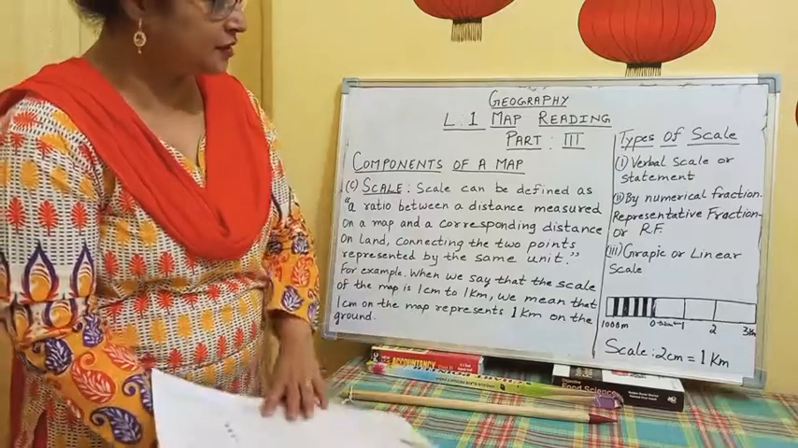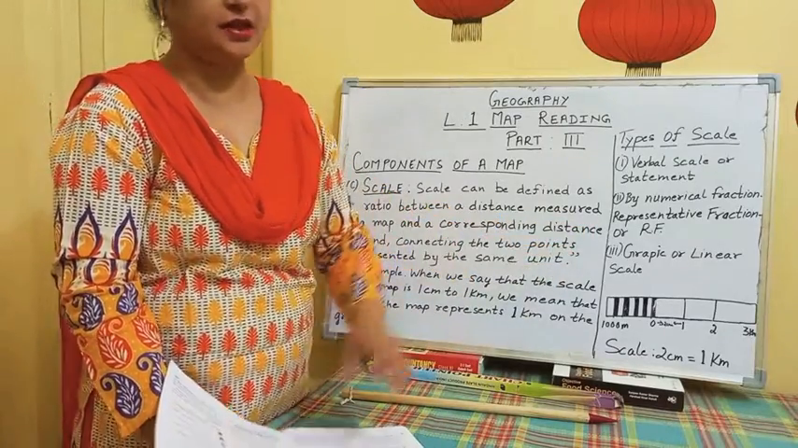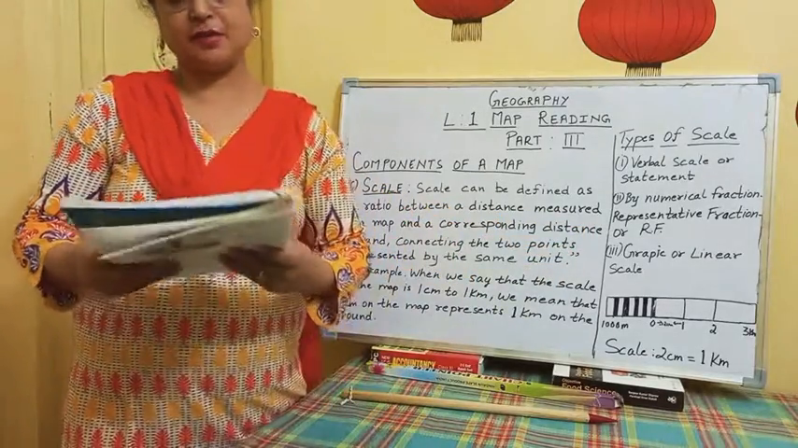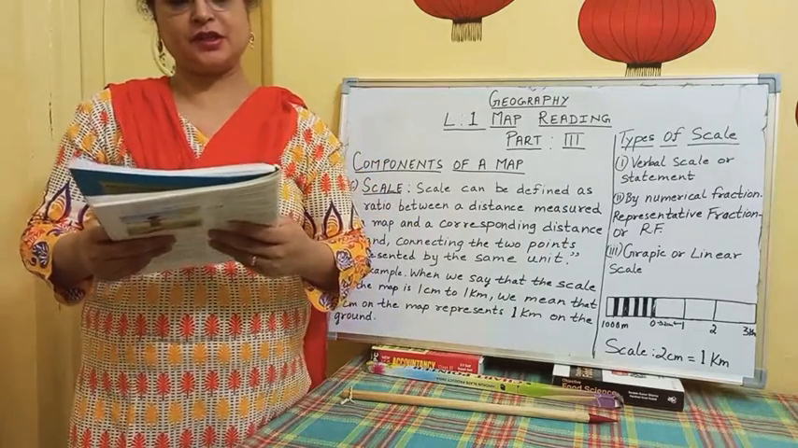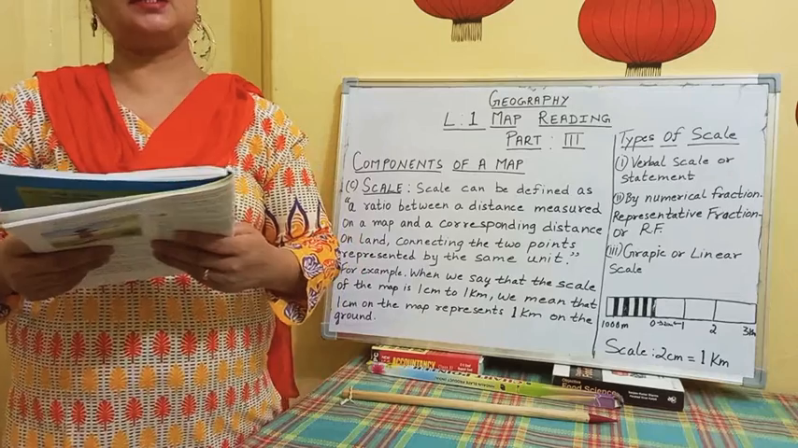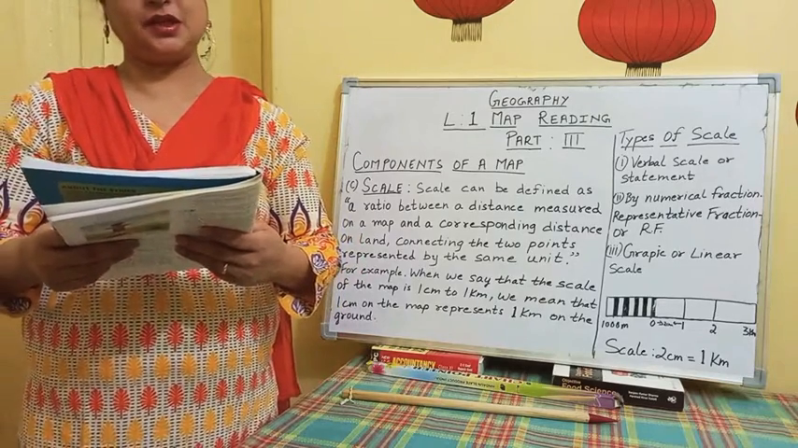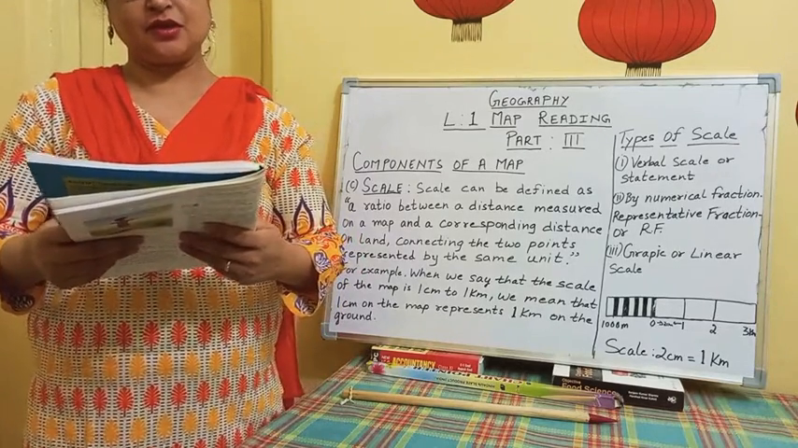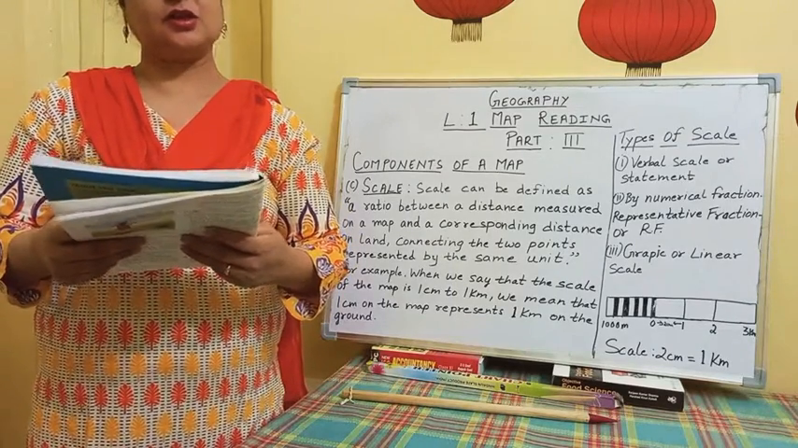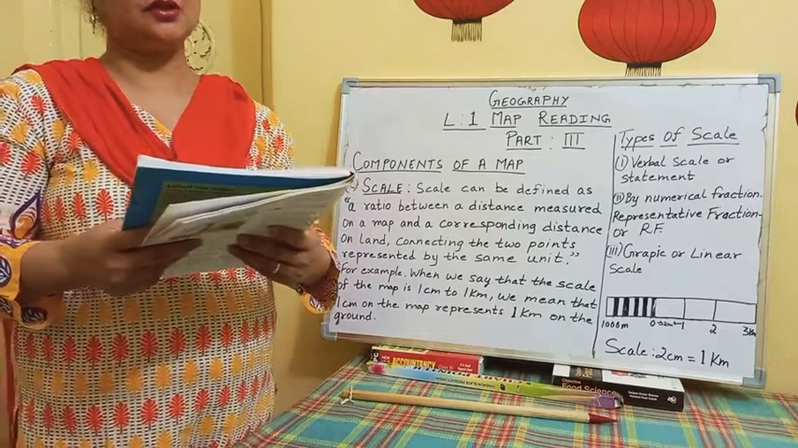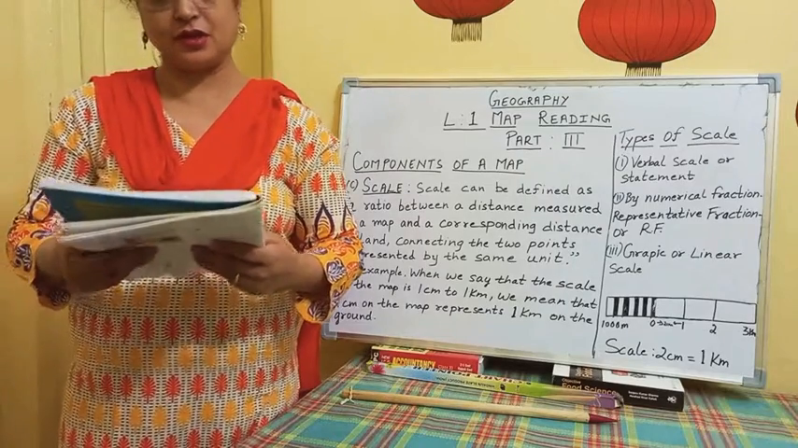The third one is the graphic or linear scale. How does this help us to measure distances? Graphic scale or linear scale. This scale represents the relationship between a particular distance on the map and the actual distance on the earth. This also helps us in showing the distance on the map and actual distance on the ground.